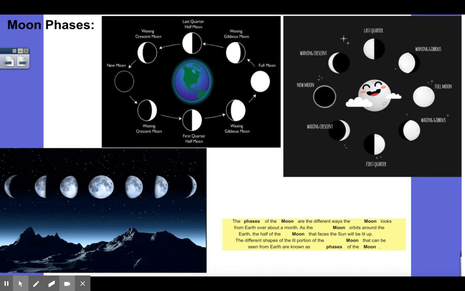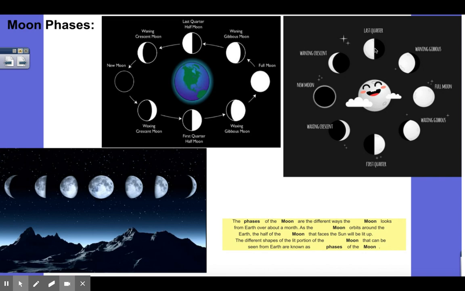So, you can see another type of diagram here. New moon, waxing crescent, first quarter, waxing gibbous, full moon. So the gibbous portions of this are near the full moon. The crescent portion is when you're near the new moon.